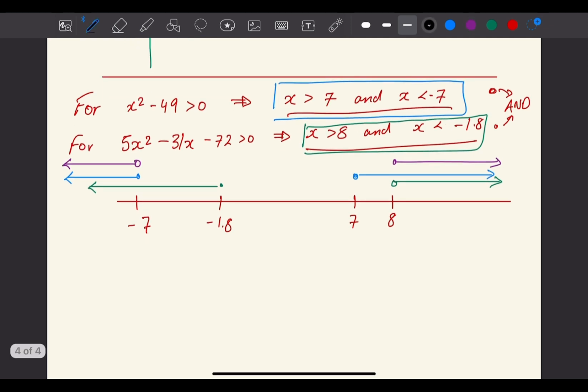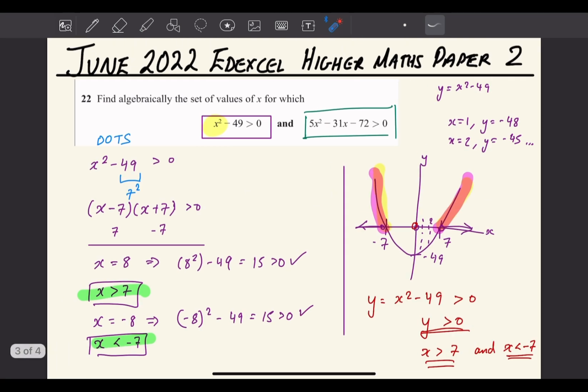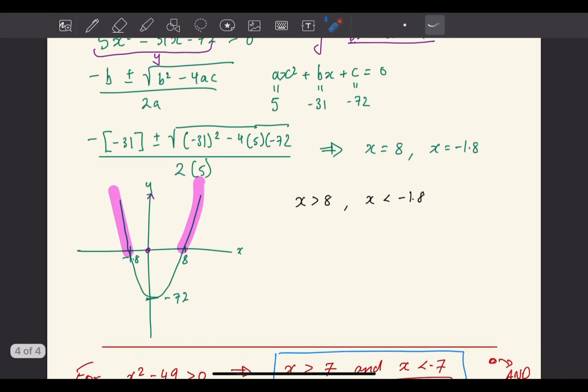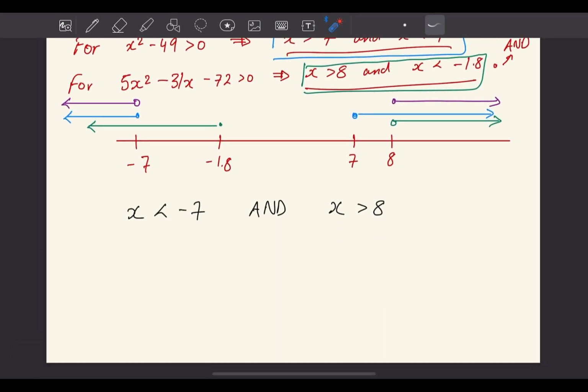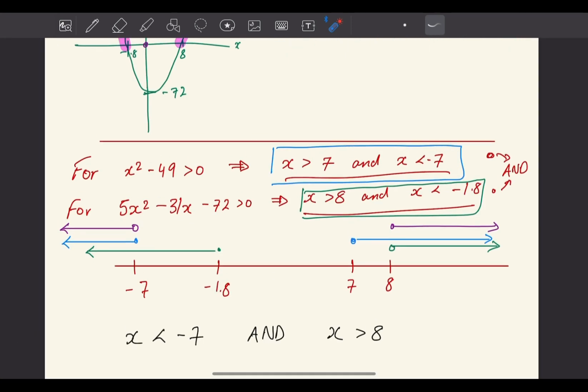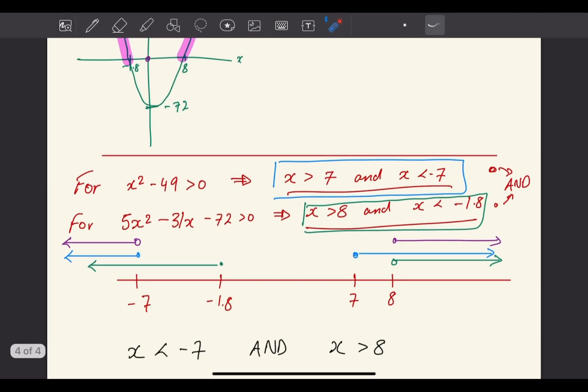So the final answer is x is less than minus 7 and x is greater than 8. Again, rephrasing, if this is true, then x satisfies this and this at the same time. We can show you again on a graph how it would look. It might be a bit busy, a bit messier, but I hope you get the gist from here. But just to nail it down.